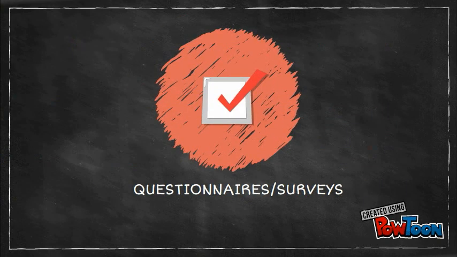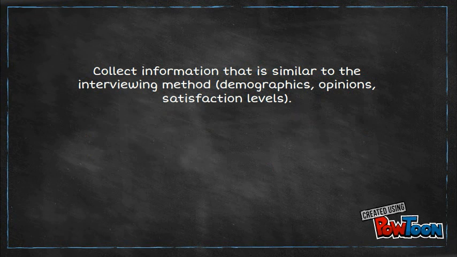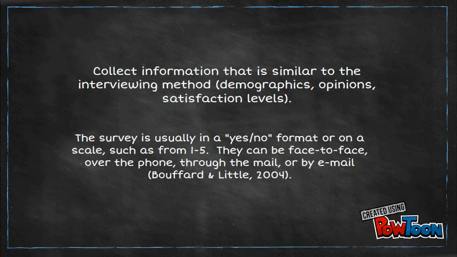Now, let's take a look at questionnaires and surveys. In questionnaires and surveys, respondents answer from a list of prepared questions. They collect information that is similar to the interviewing method: demographics, opinions, satisfaction levels. The survey is usually in a yes-no format or on a scale such as from 1 to 5. They can be face-to-face, over the phone, through the mail, or by email.